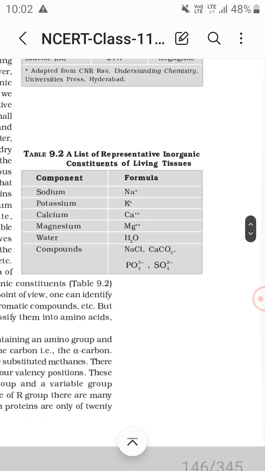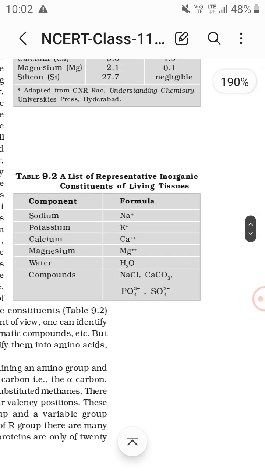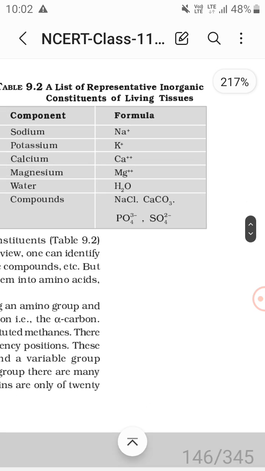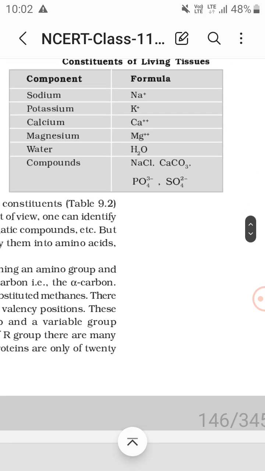Now, a list of representative inorganic constituents of living tissues. Sodium, potassium, calcium, magnesium and water compounds are all present in living tissue. Compounds are NaCl, calcium carbonate, phosphate and sulfate.